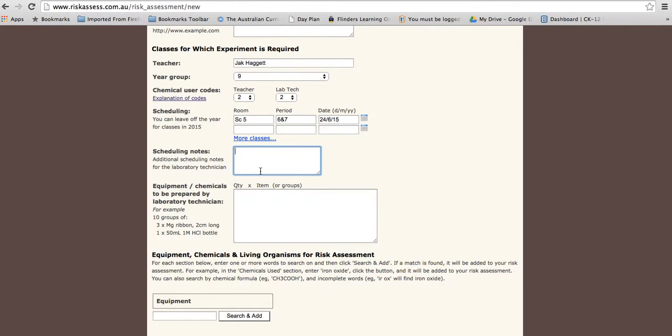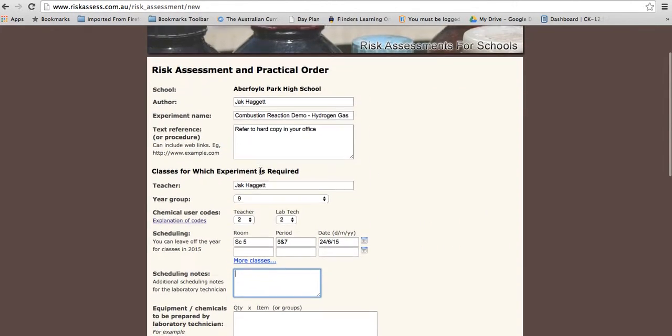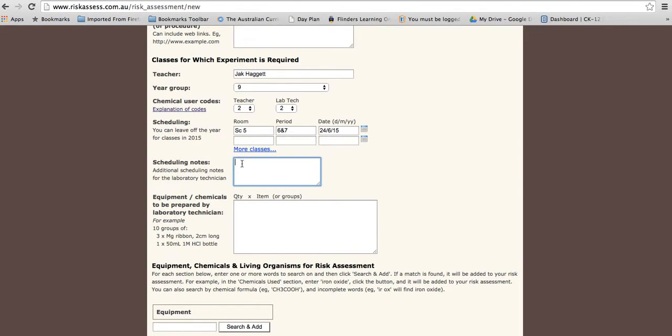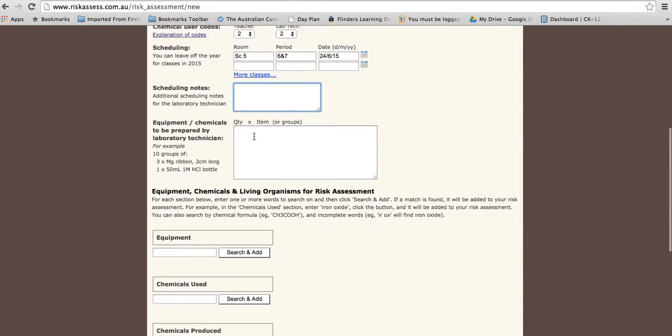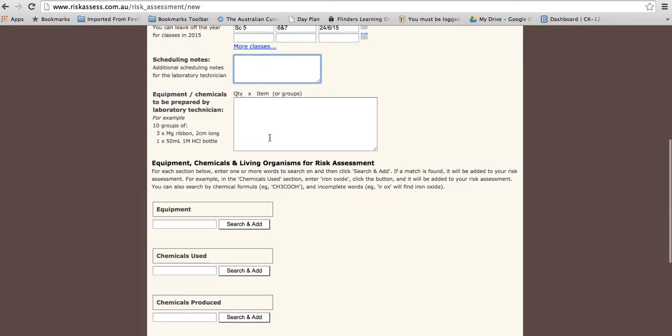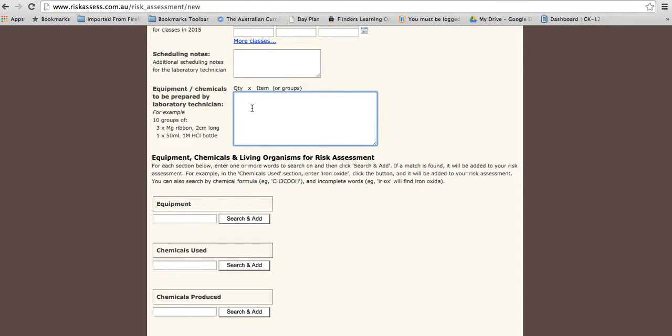Scheduling notes. So is there anything else you think Joff needs to know about scheduling? So for example, would you like it left in the room overnight? Would you like something else done? So be really specific if you need Joff to do anything to help you with this. The list of what we're going to need. So this is literally just writing out what you need and quantities.